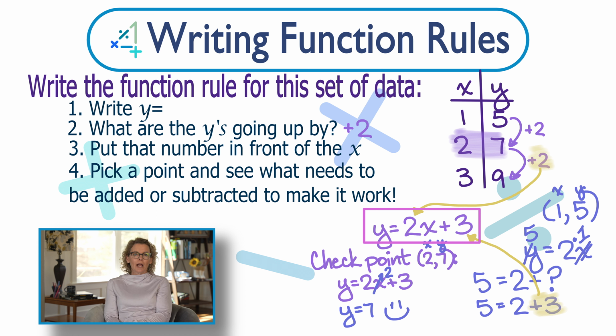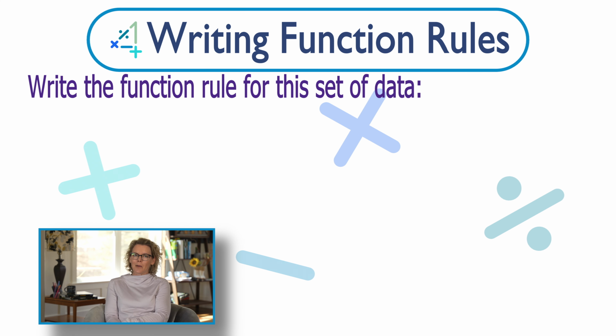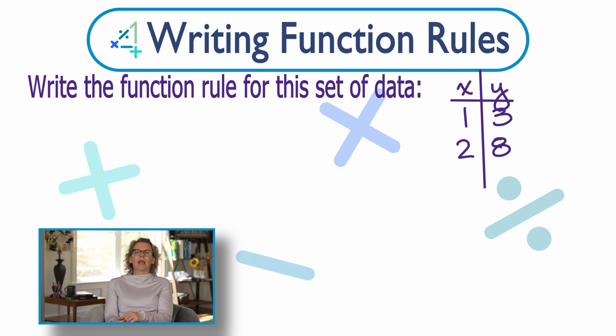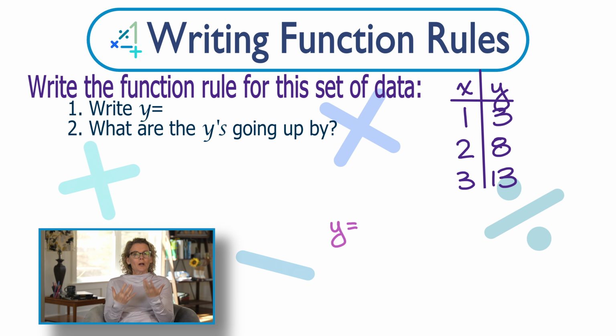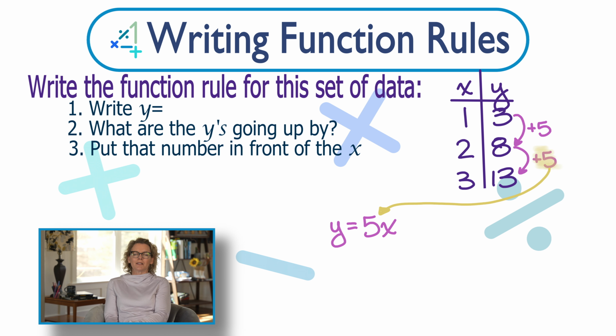Since this may be a brand new concept for you, let's use the steps to find the function rule for another example. When x is 1, y is 3. When x is 2, y equals 8. And when x is 3, y equals 13. We'll investigate this with our new techniques. Step 1, write y equals. Step 2, what are my y's going up by? The 3 went to 8, so 5 was added, and then the 8 went to 13, or up another 5. So, plus 5. Step 3, put that plus 5 in front of x, and we're at y equals 5x.